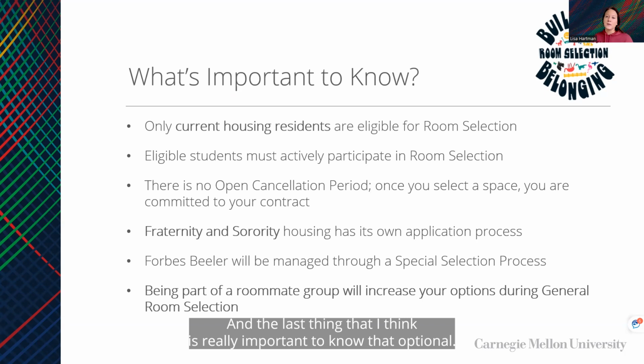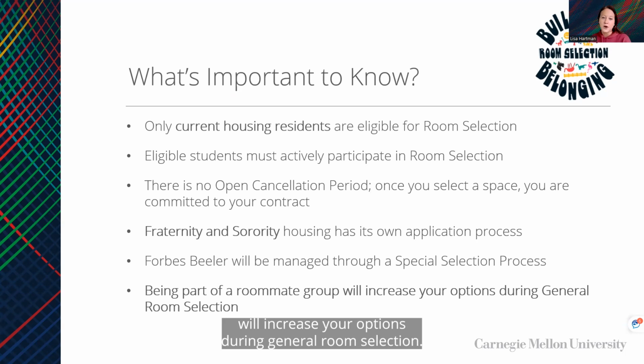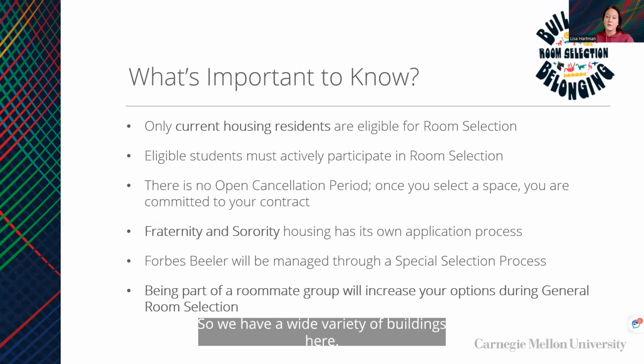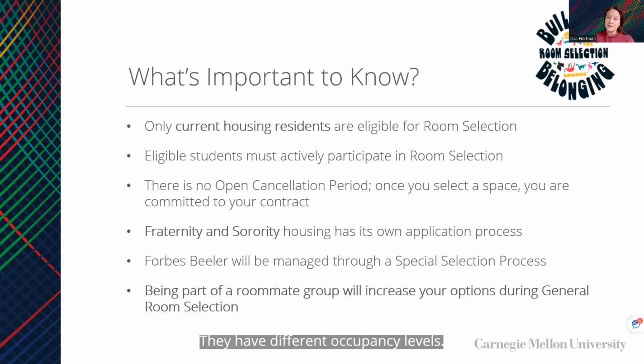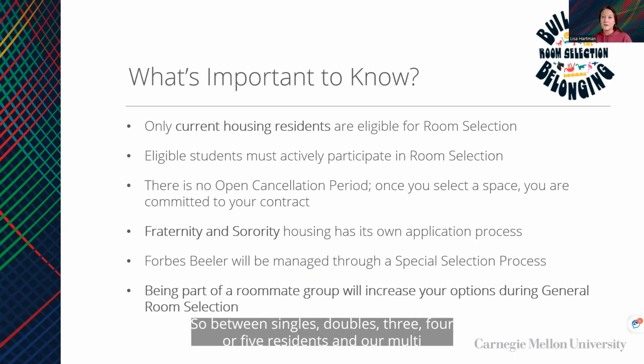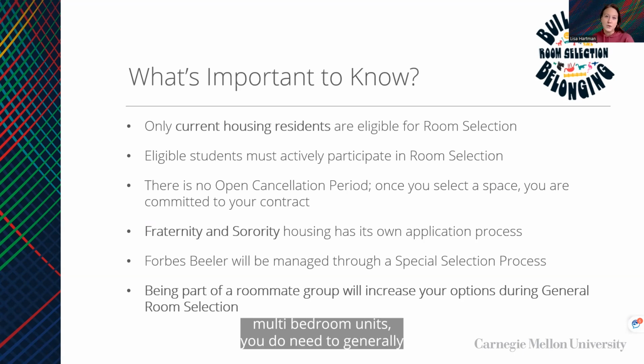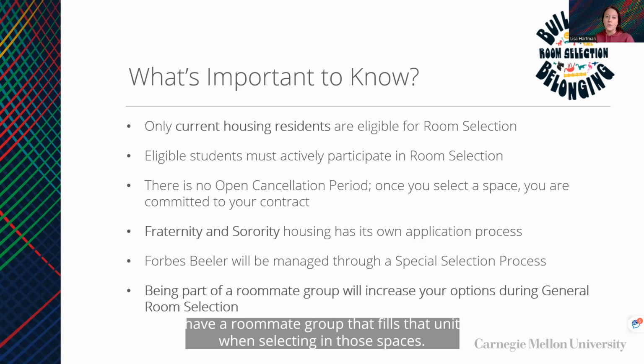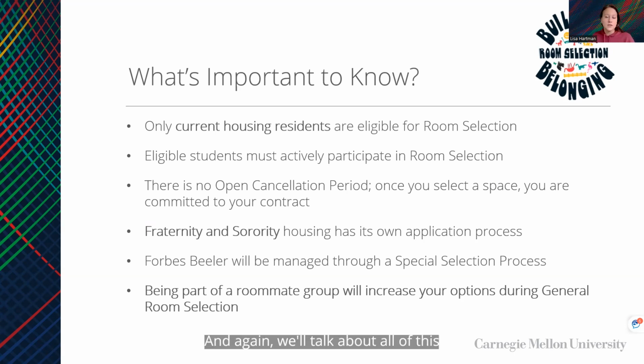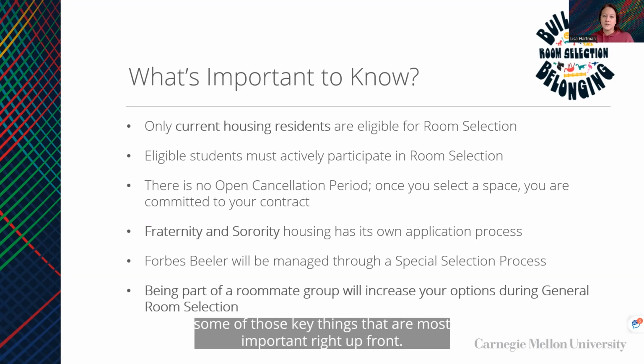And the last thing that I think is really important to know, but optional, so not required by any means, is just to know that being part of a roommate group will increase your options during general room selection. We have a wide variety of buildings here. They have different occupancy levels, so between singles, doubles, 3, 4, 5 residents in our multi-bedroom units. You do need to generally have a roommate group that fills that unit when selecting in those spaces. And again, we'll talk about all of this in more detail, but just wanted to highlight some of those key things that are most important right up front.